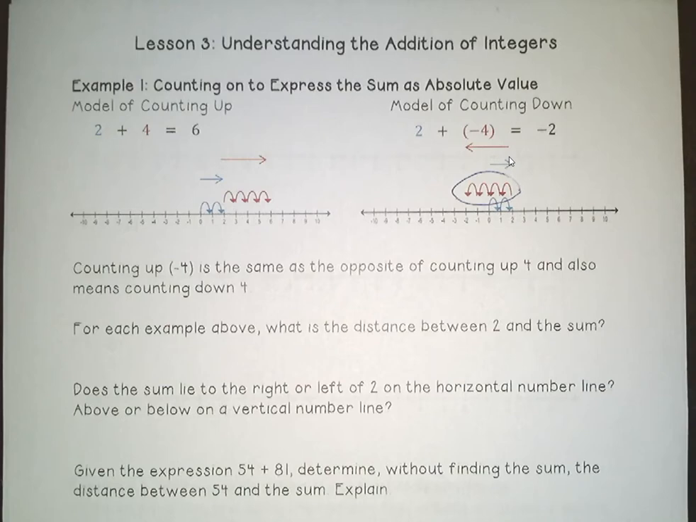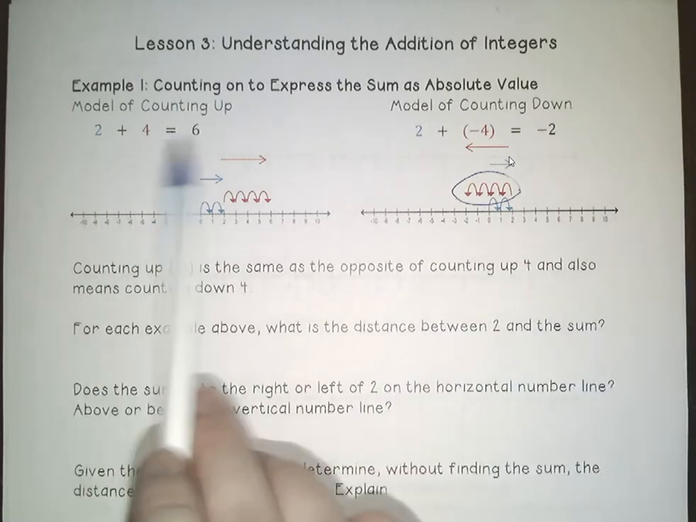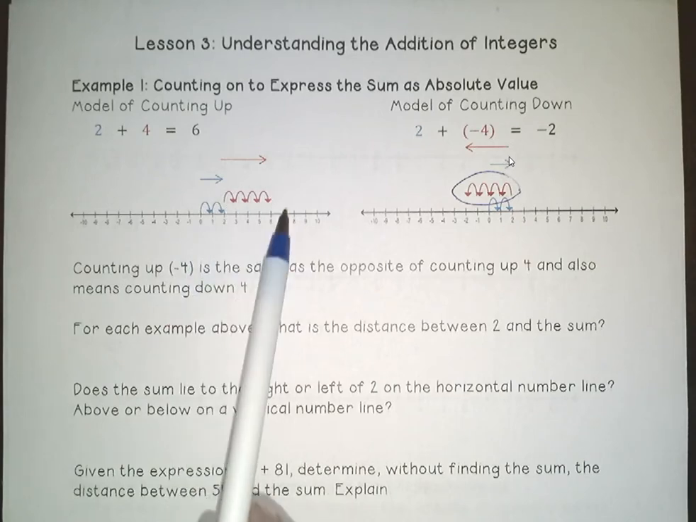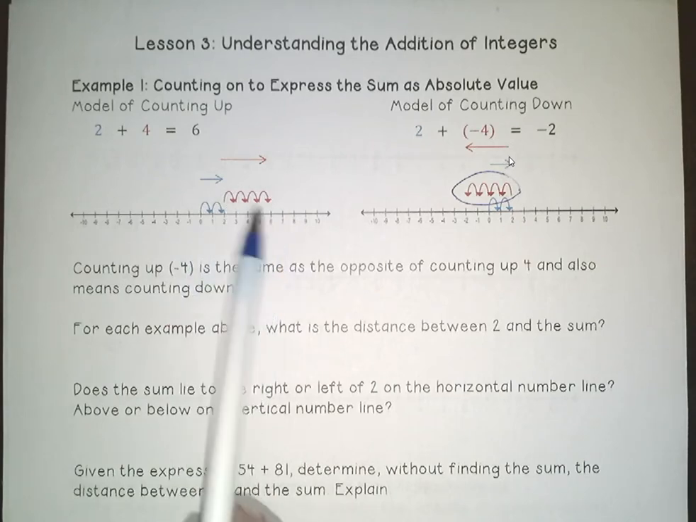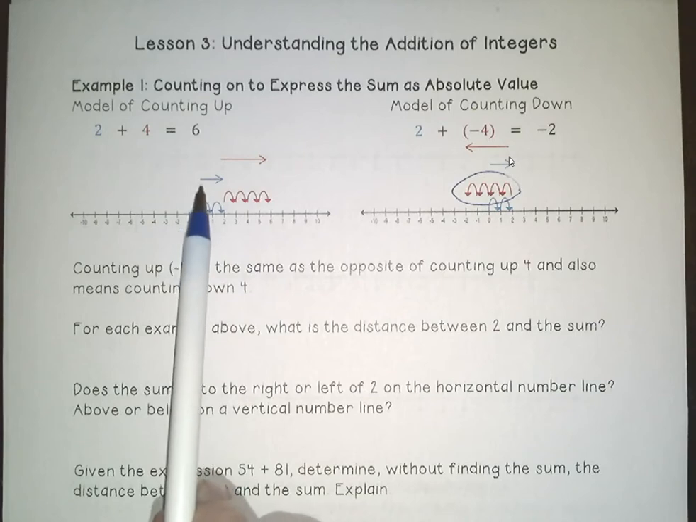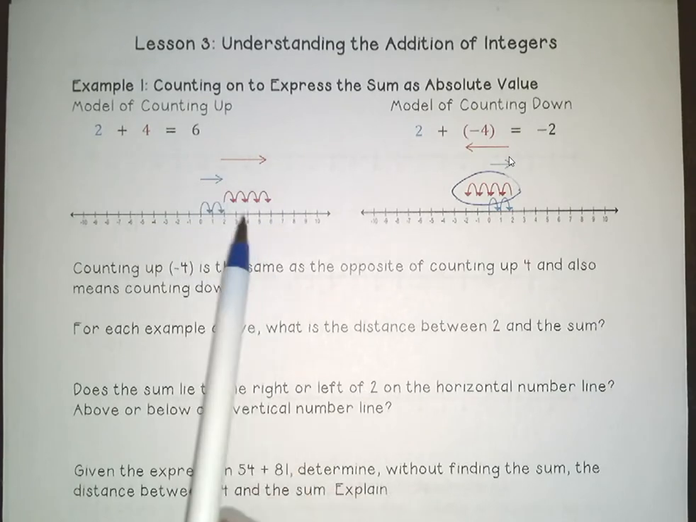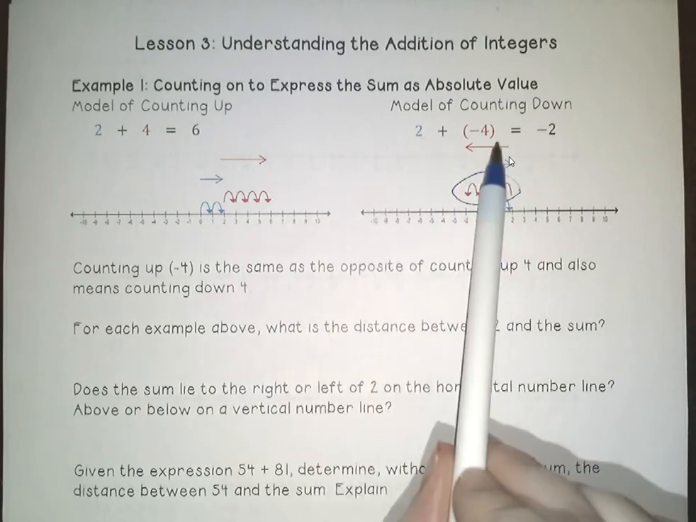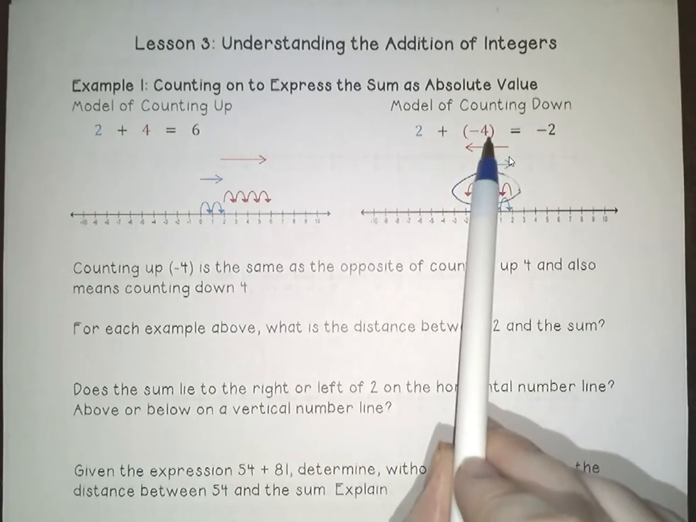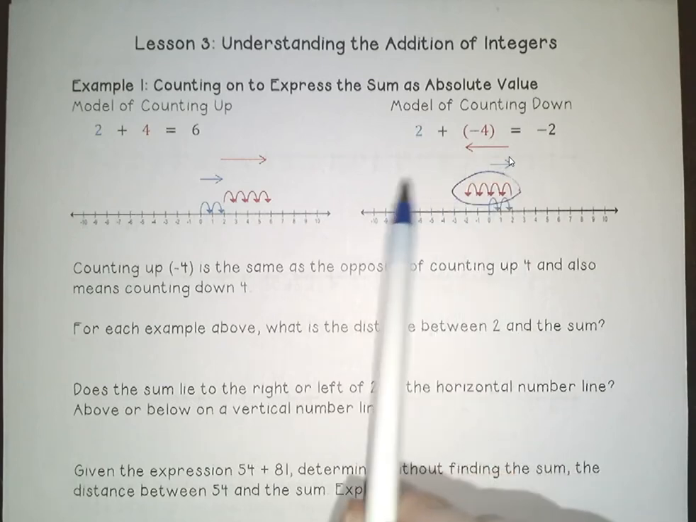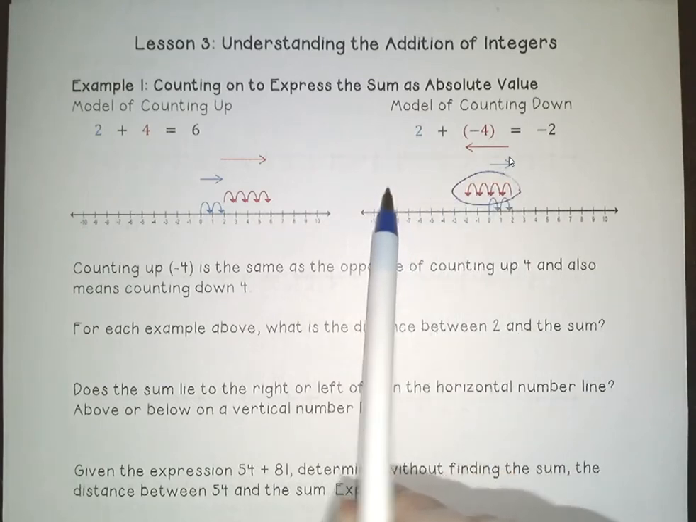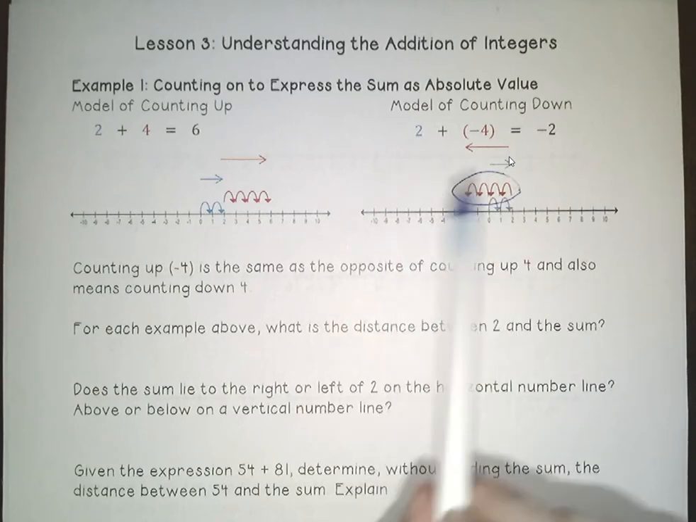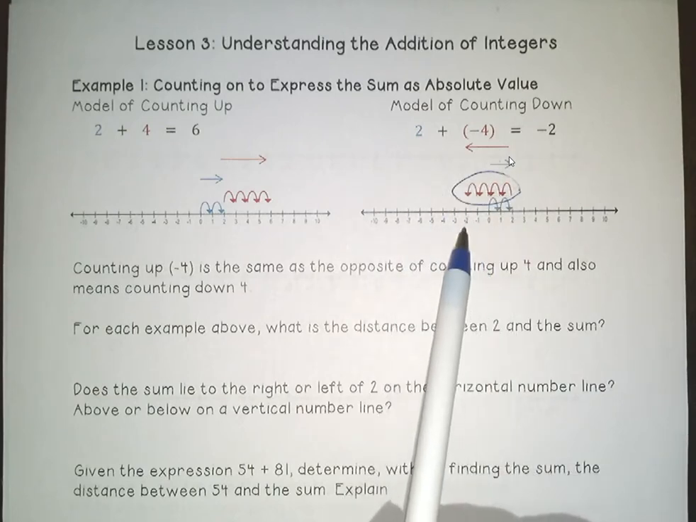In counting up, we have 2 plus 4 equals 6. So in lesson 1, we did the hops. 2 and 4 to the right makes 6. In lesson 2, we drew vectors. 2 and 4 makes 6. In counting down, we have 2 plus negative 4, and since the number is negative, we are going to the opposite direction from the positive, right? So we had 2 to the right, 4 to the left. And that's how we ended up with negative 2.